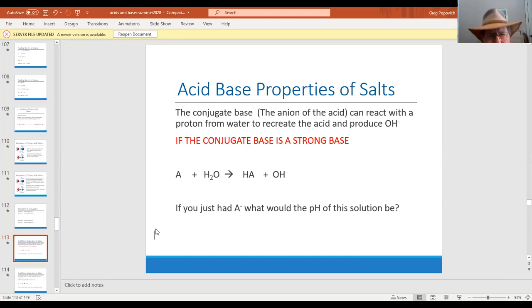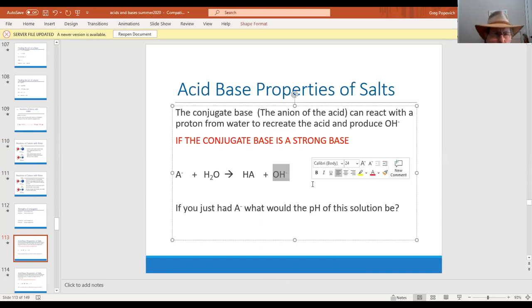what would my pH be? Would it be bigger than 7 or less than 7? What am I generating, guys? Hydroxide ions. I'm generating hydroxide ions. Do hydroxide ions give a pH greater than 7 or less than 7? Greater than 7. So I'm effectively taking an anion, reacting it with water, and I'm making base.